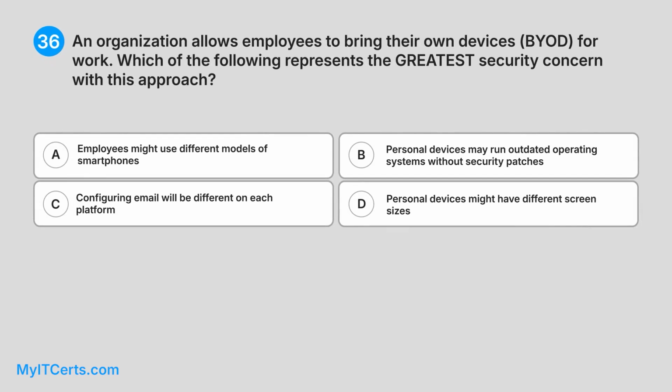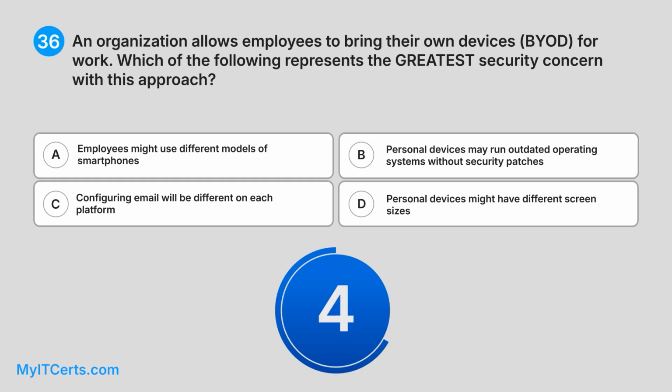An organization allows employees to bring their own devices, BYOD, for work. Which of the following represents the greatest security concern with this approach? A. Employees might use different models of smartphones. B. Personal devices may run outdated operating systems without security patches. C. Configuring email will be different on each platform. D. Personal devices might have different screen sizes. What do you think is the answer?